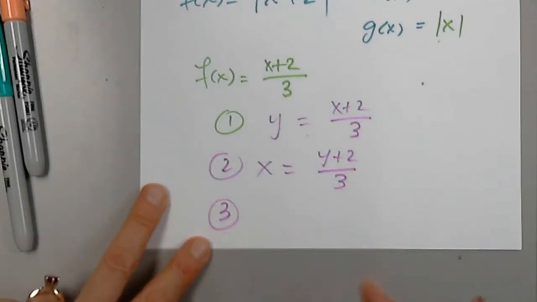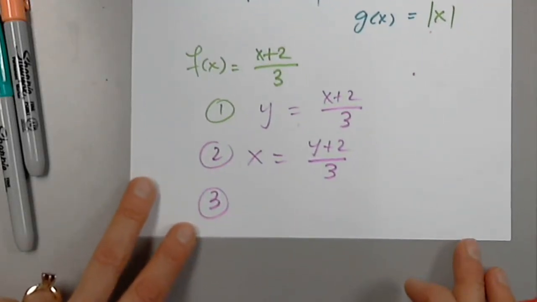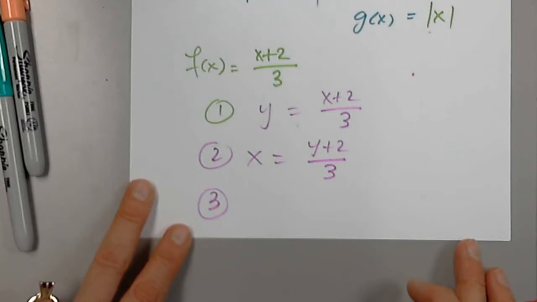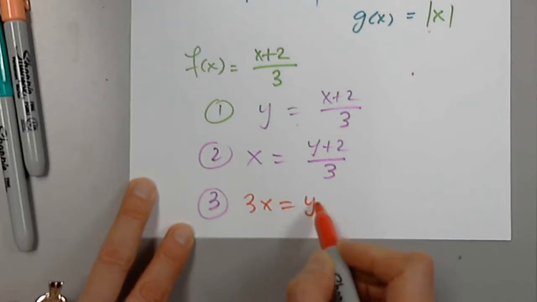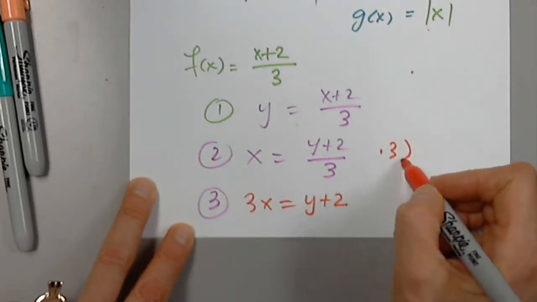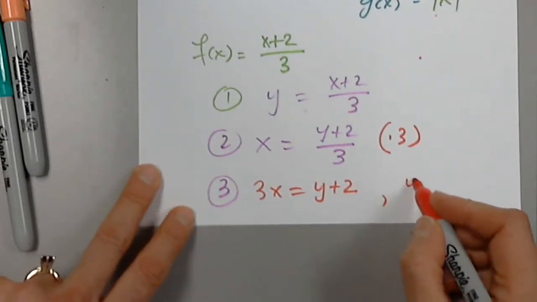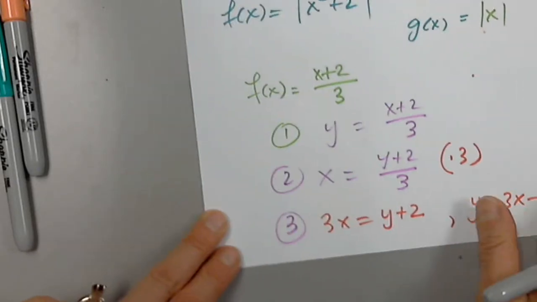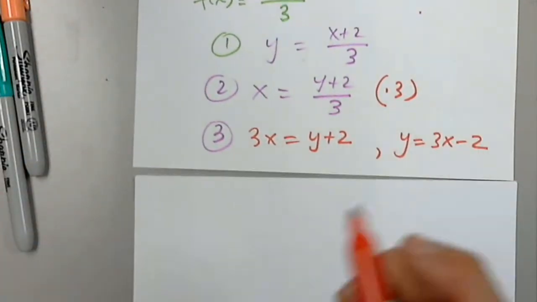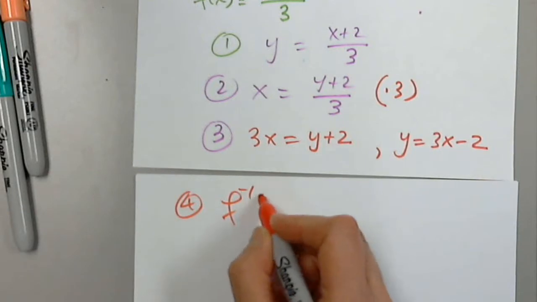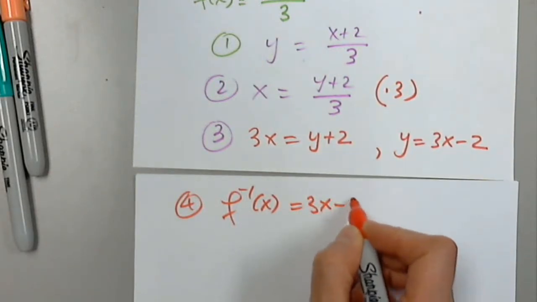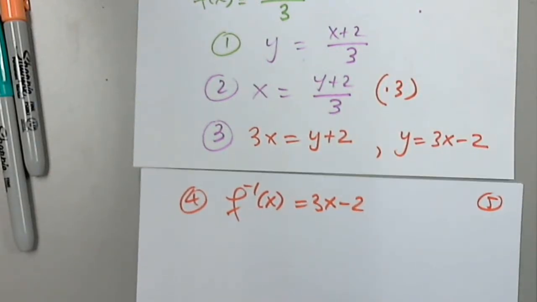Exactly. So now, Tom, you already told us what to do. Undo the procedures, multiply by 3. Good. So this is 3x equals y plus 2. We multiplied both sides by 3. Now what? Subtract 2. Good. So I have y equals 3x minus 2. In the last step, replace y with f inverse of x. That's it. So I determine the inverse function of a one-to-one function.